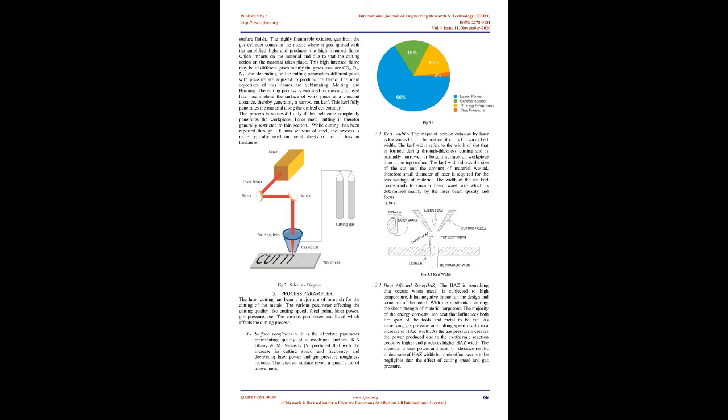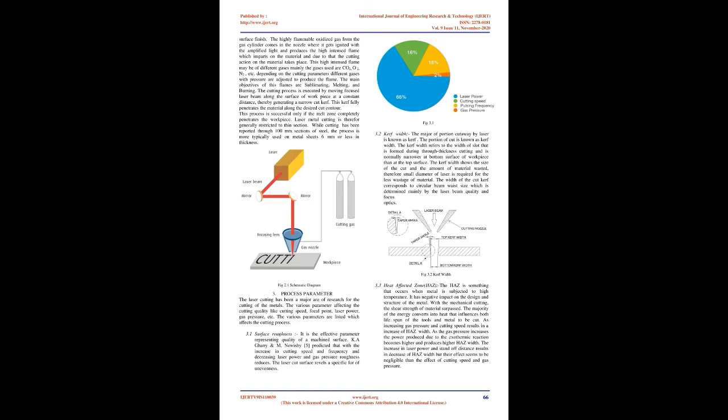2. Working principle. Laser cutting is a thermal, non-contact, and highly automated process well suited for various manufacturing industries to produce components in large numbers with high accuracy and surface finish. The highly flammable oxidized gas from the gas cylinder comes in the nozzle where it gets ignited with the amplified light and produces the high intensed flame which imparts on the material, and due to that the cutting action on the material takes place. This high intensed flame may be of different gases, mainly the gases used are CO2, O2, N2, etc. Depending on the cutting parameters, different gases with pressure are adjusted to produce the flame. The main objectives of this flames are sublimating, melting, and burning.